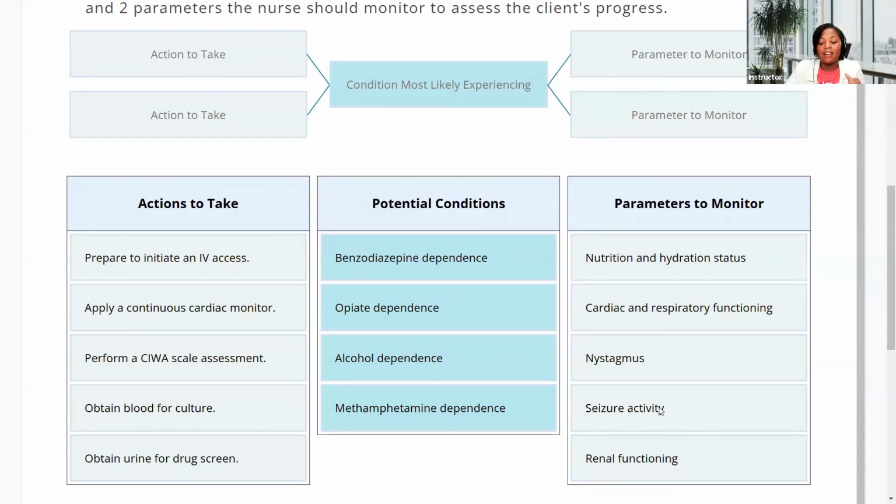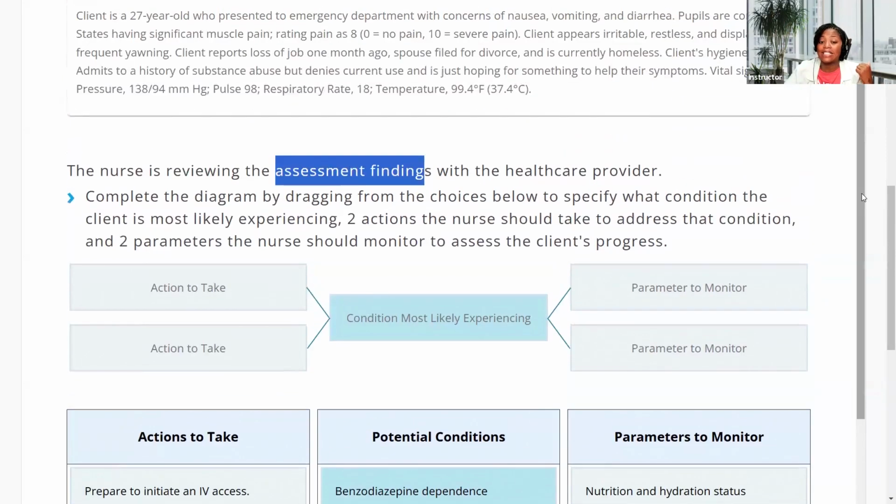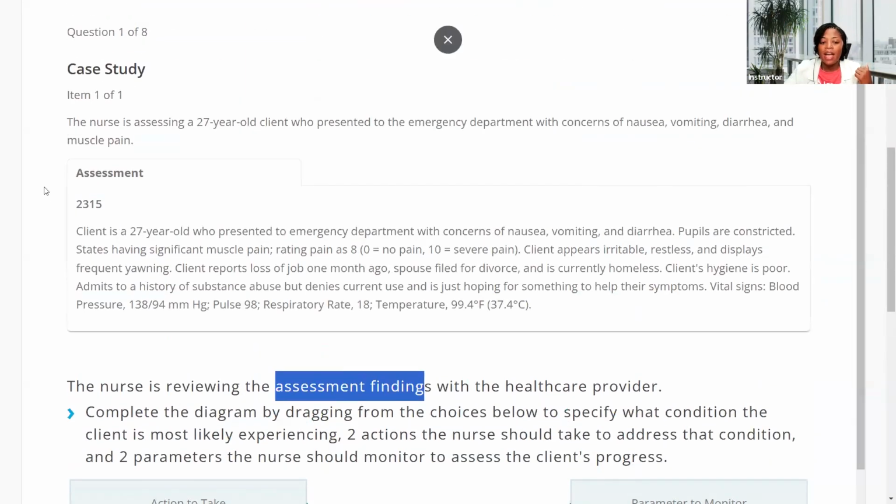All right, so it's a good thing right here, maybe even to take a picture, a screenshot, or jot down real quick, because when you're reading the assessment, we want to keep these in mind. Okay, so with that said, we're gonna go on up. Benzo, opioid, alcohol, methamphetamine. What are they dealing with? All right. So let's go ahead and read the assessment. Let's check it out. And before we do, let's learn a little bit about our patient.